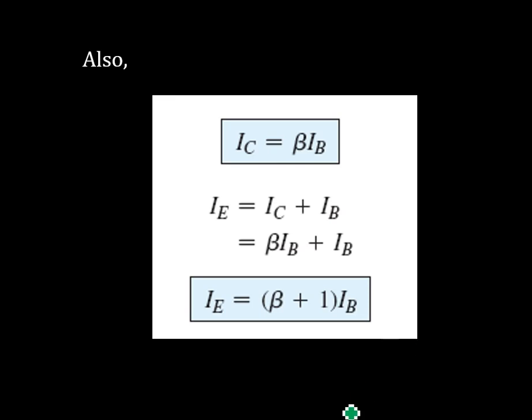Also, IC equal to beta IB, and IE is equal to IB plus IC. So this IC, if you replace with beta IB, you get an expression for IE in terms of IB and beta. Beta is actually relating IC and IB, but you get an expression for IE as well.